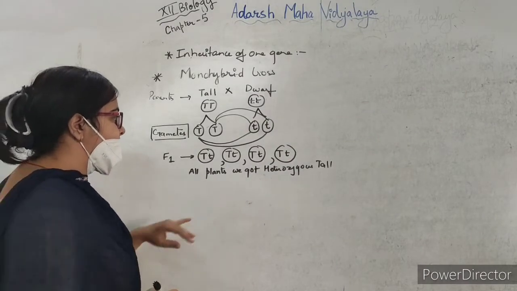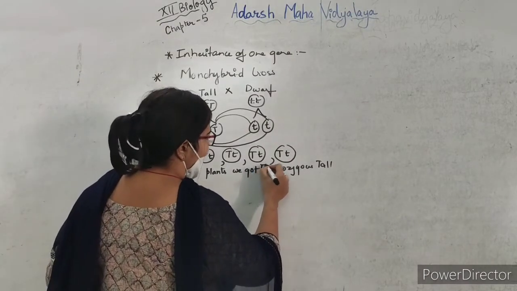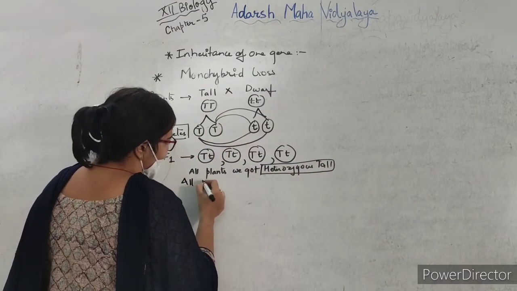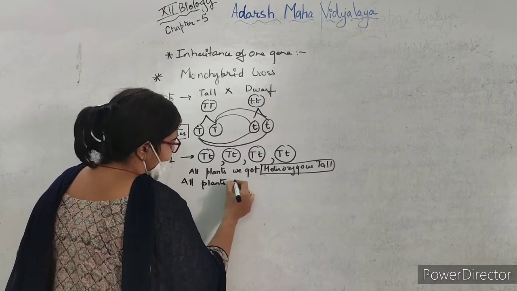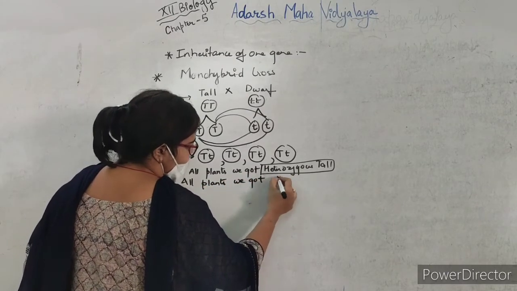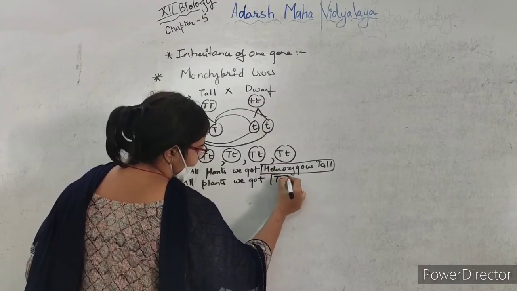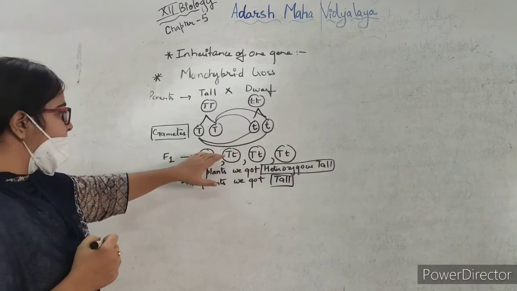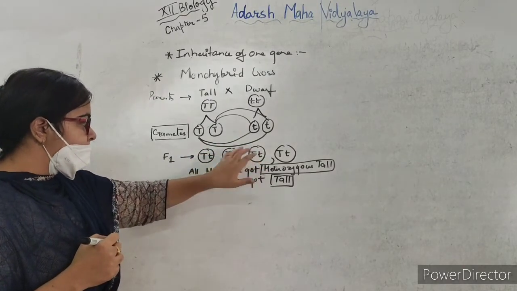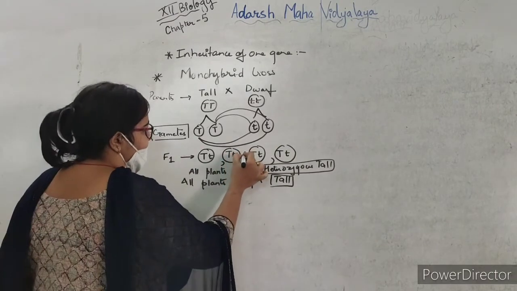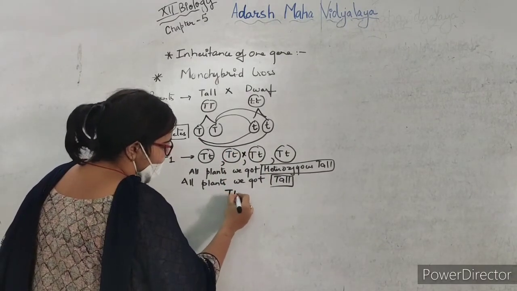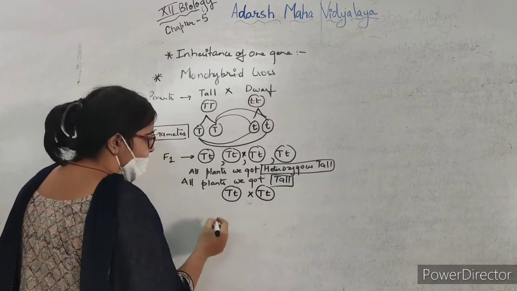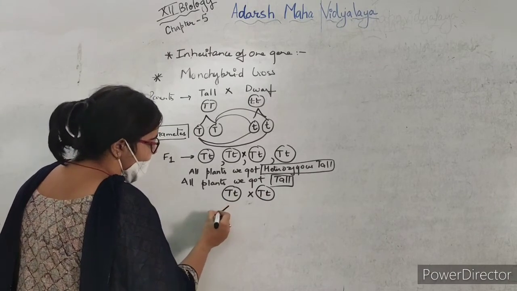If we talk about the genotype, they were heterozygous tall, and phenotype will be all plants we got are tall. Okay. Now Mendel took any two plants from this F1 generation and he did the selfing. He took them as parents. Now same, these two parents will produce what? Gametes.